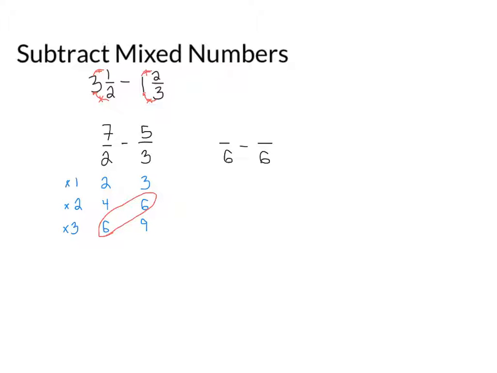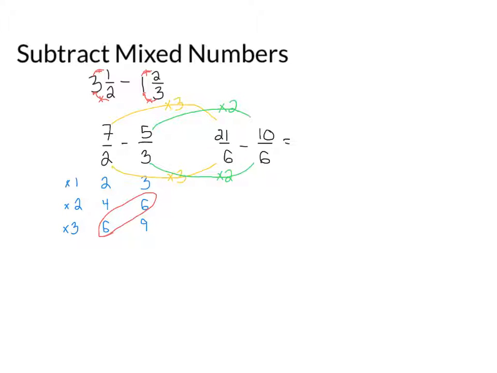And then we'll go ahead and look for the relationships. 2 times 3 is going to give us 6. So for our numerators, we'll also multiply by 3. 7 times 3 is going to be 21. And then 3 times 2 is going to give us 6. So we apply that same relationship to the top. 5 times 2 is 10.